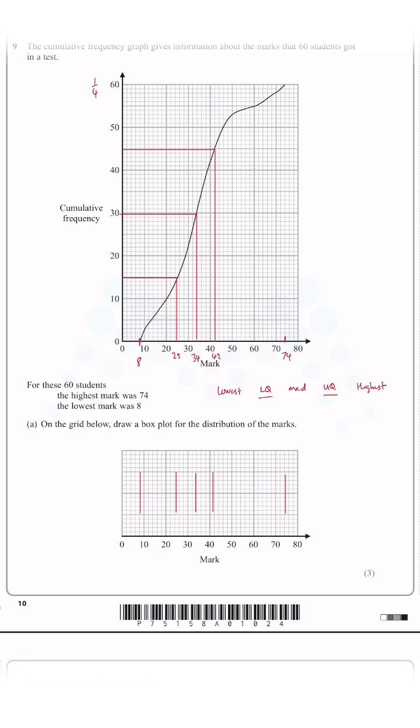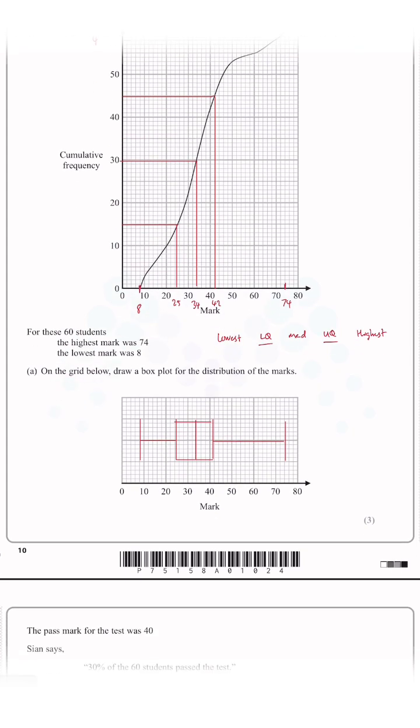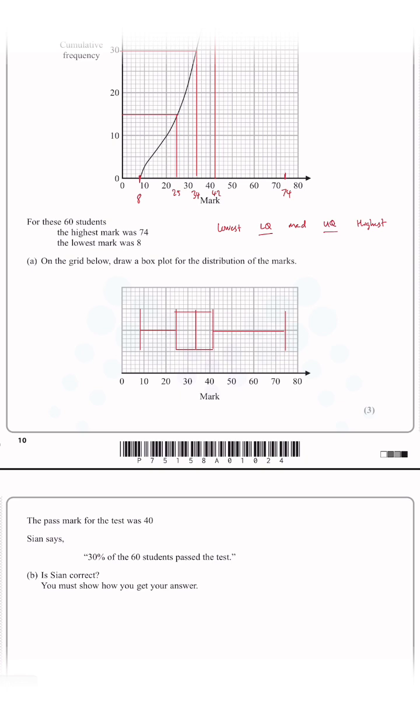I have all my points drawn. I just need to draw my actual box plot between them. And there you have it. Don't forget the 2 lines joining the box with the lowest and largest value. Now, next part of the question says, the pass mark for the test was 40. And Sean says 30% of the 60 students passed the test. Is he right?